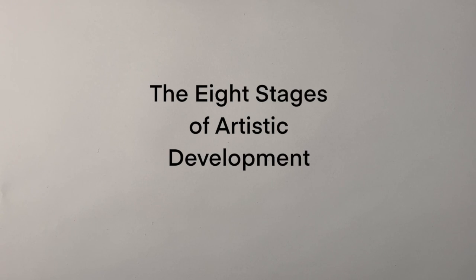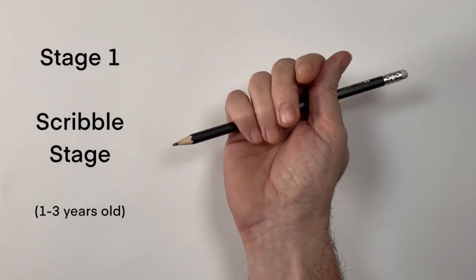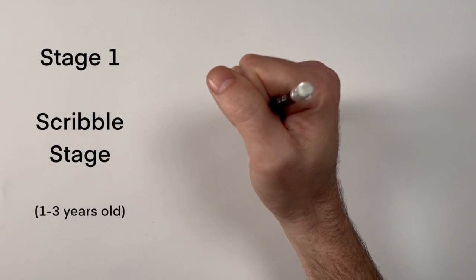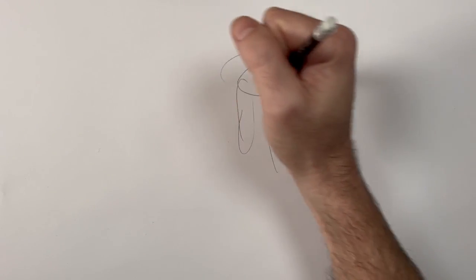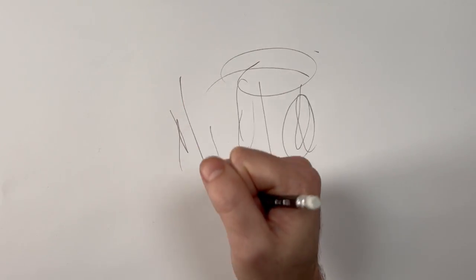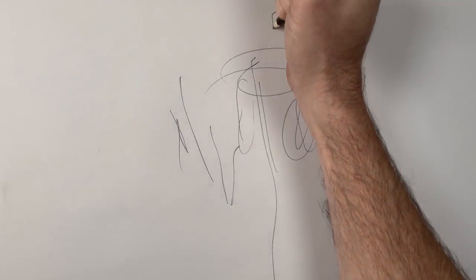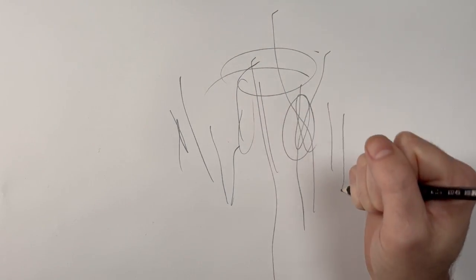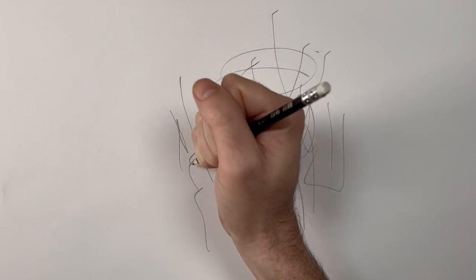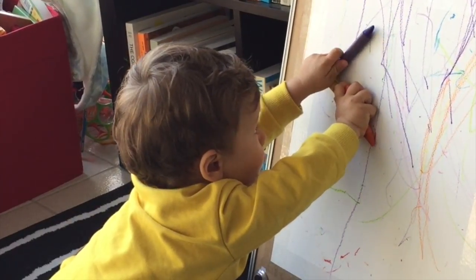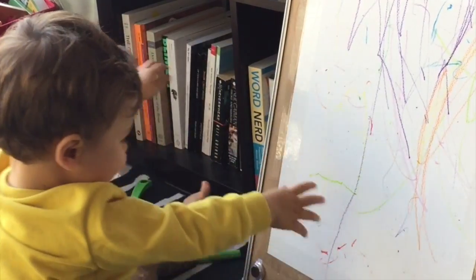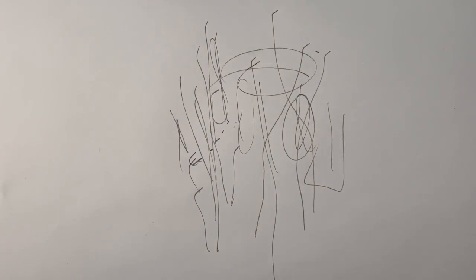What are the 8 stages of artistic development? Stage 1 is the scribble stage. Babies and toddlers will use a fist to hold their drawing implement. The marks of this stage are random. The child is still developing their gross motor skills at this point, but they often do enjoy making marks. They tend to choose colors at random, and there are no discernible objects at this stage.